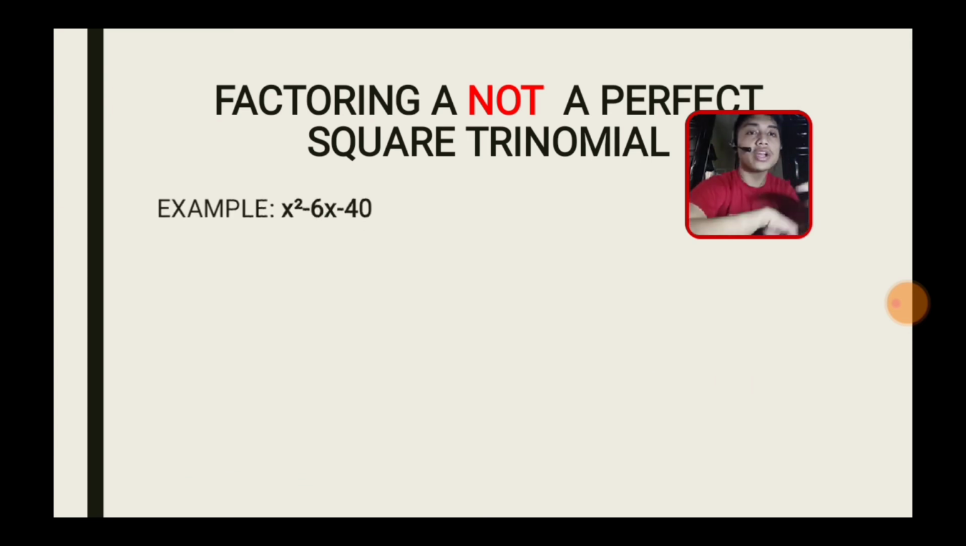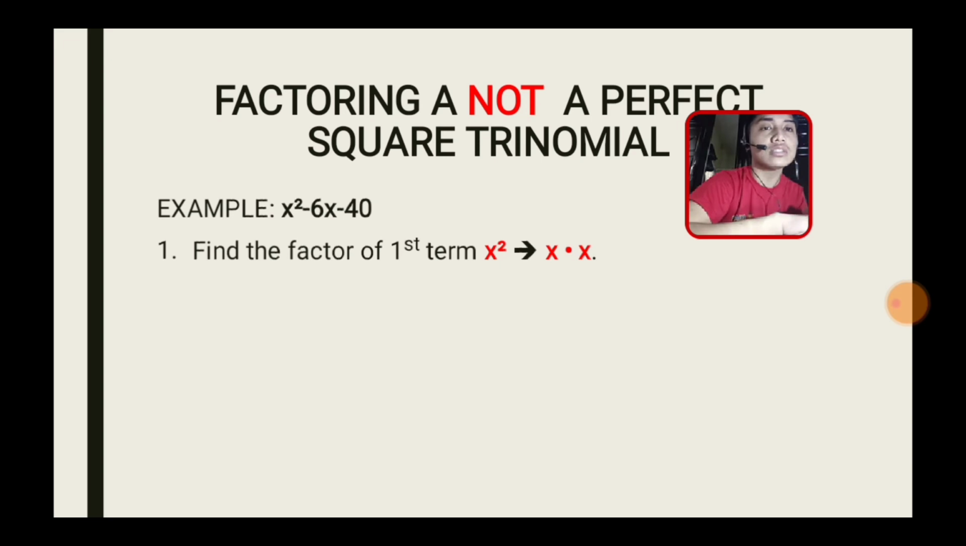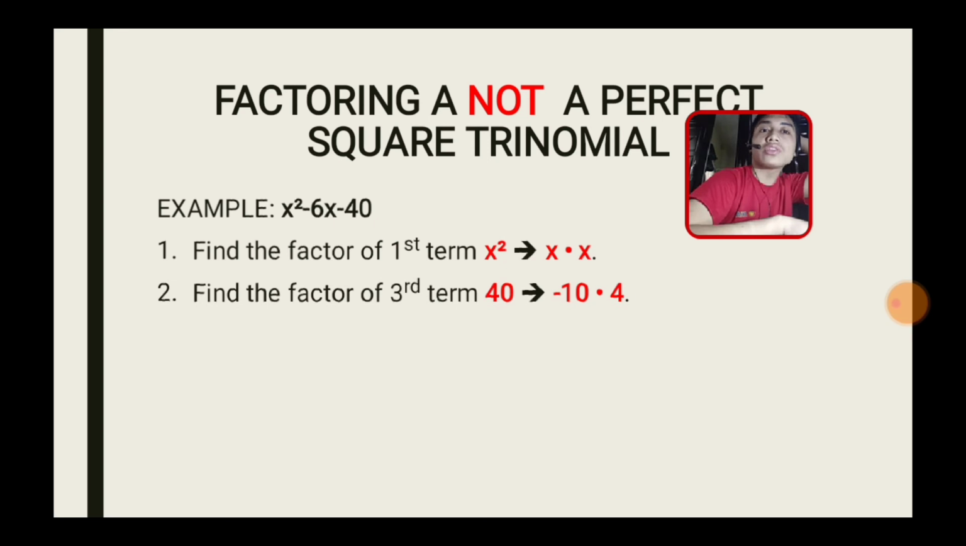So, we have x squared minus 6x minus 40. Find the factor of the first term. So, we have x and x. Karaniwan naman. Find the factor of the third term such as 40. Why did I choose negative 10 and 4? We have different factors of 40. We have 1 and 40, negative 1 and 40, then 20 and 2, negative 20 and 2, negative 5 and 8, positive 5 and 8.